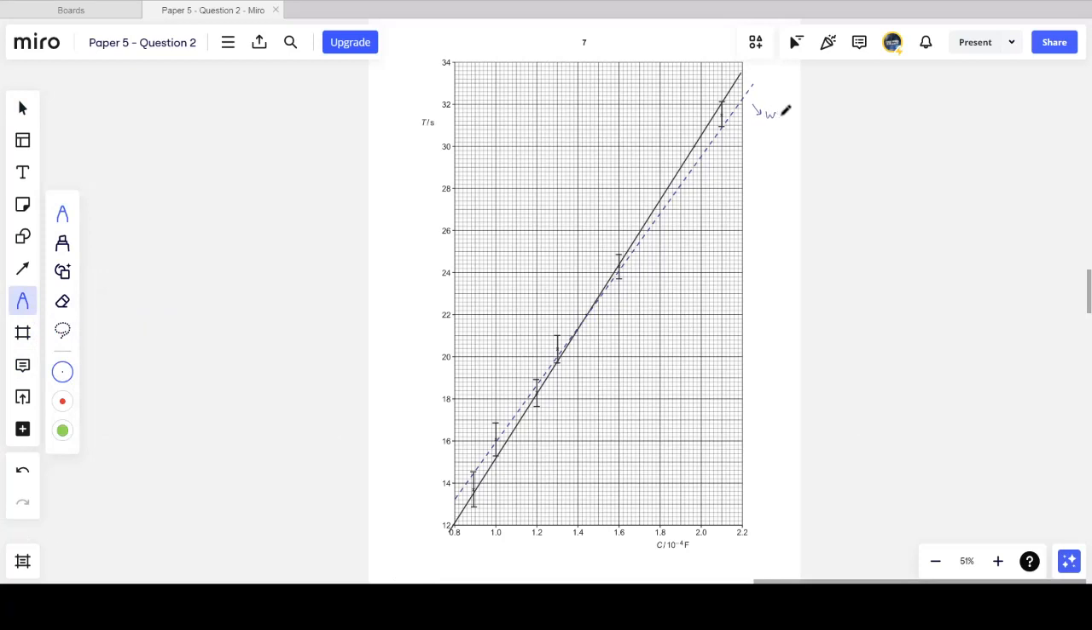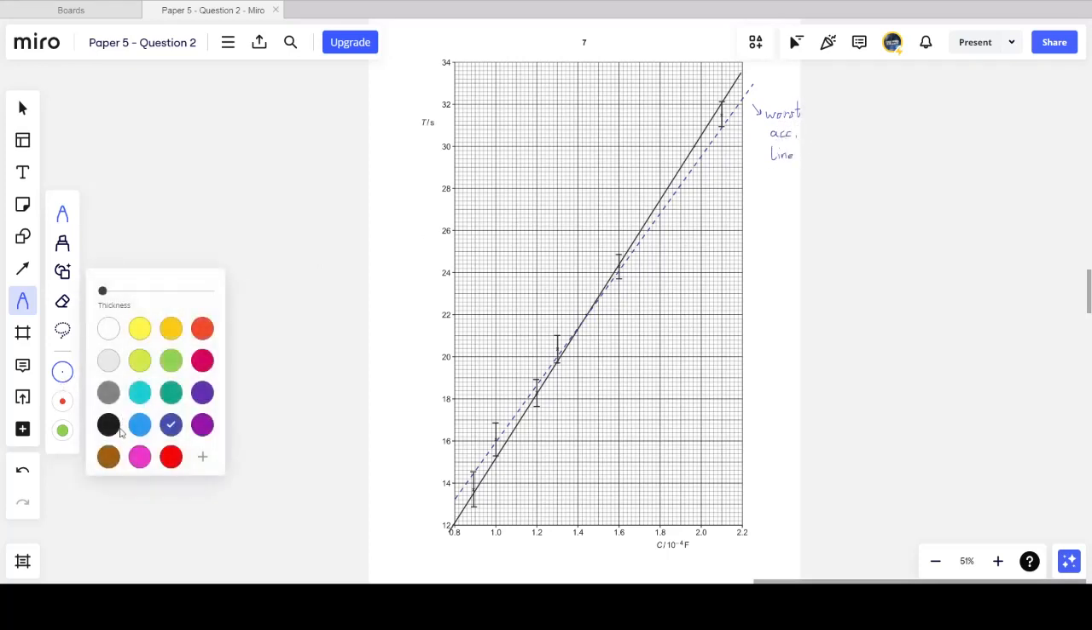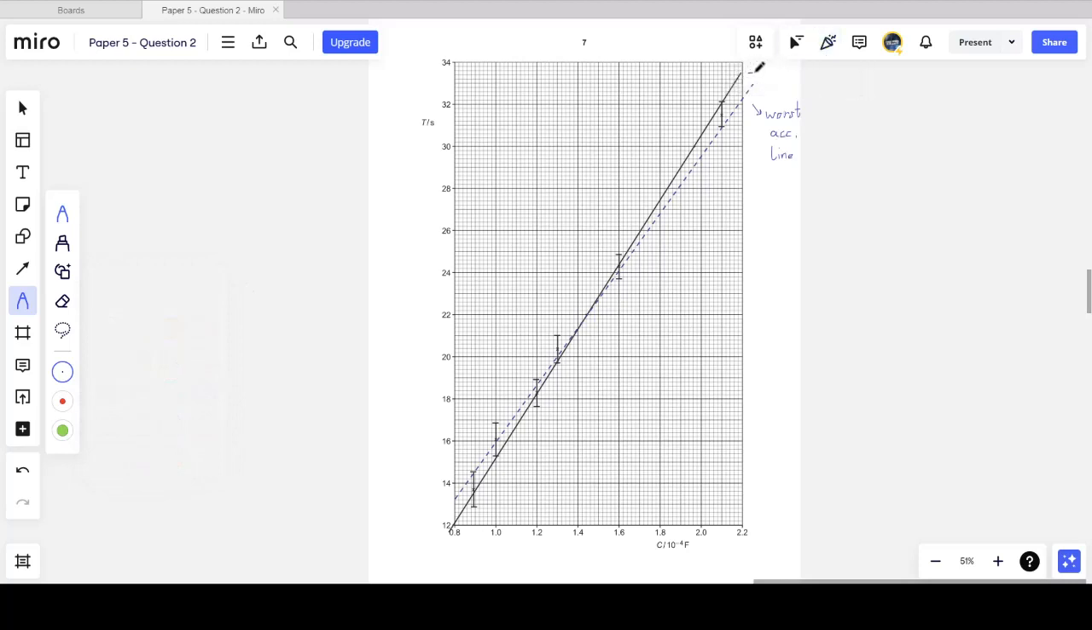And they did ask me to label it. So I'm going to say worst acceptable line, because I'm too lazy to write acceptable. And then the black line, you'd probably draw this, you will definitely draw this both in pencil. Maybe you can draw one as a dotted line, but it's fine to draw both as solid lines. Just make sure you label them. And then the black line for me is the best fit line. Regular best fit line like you would do in paper 3.